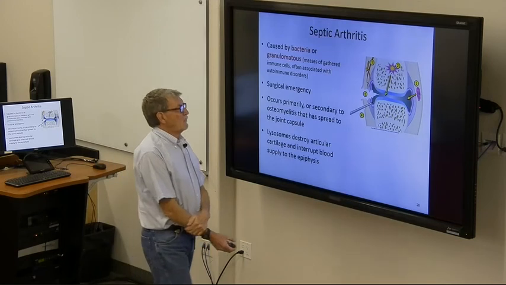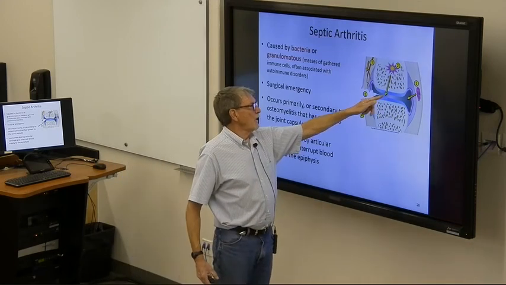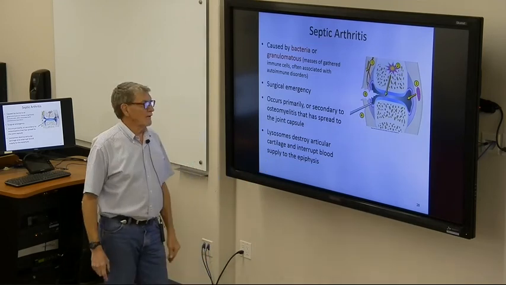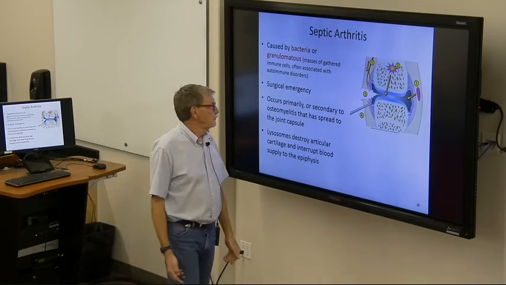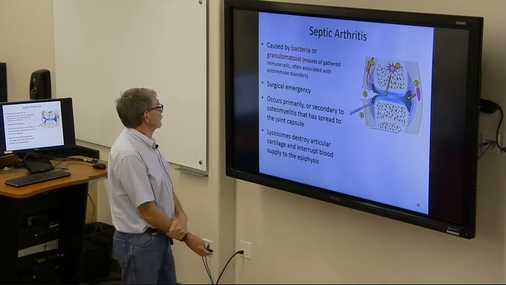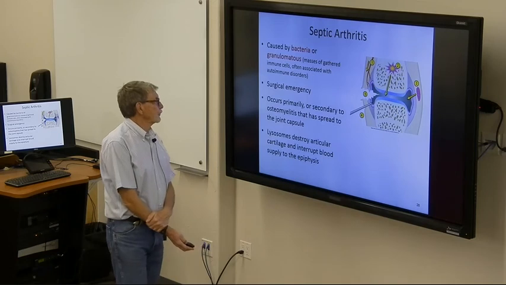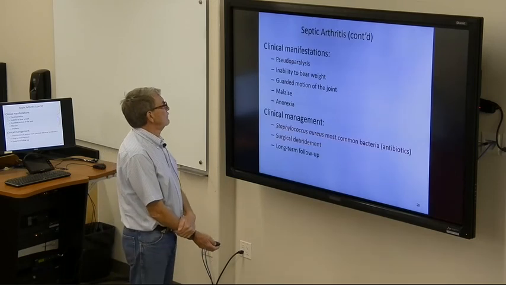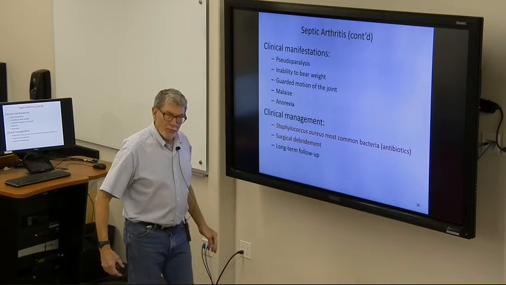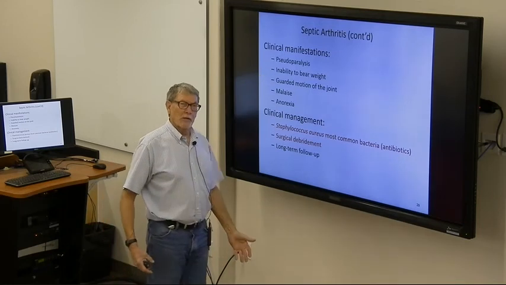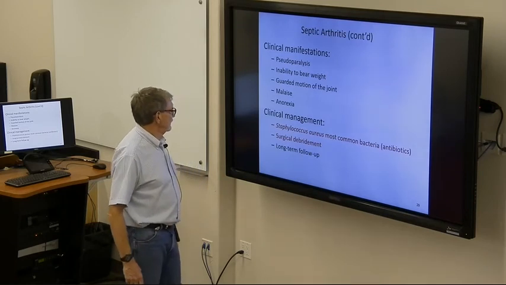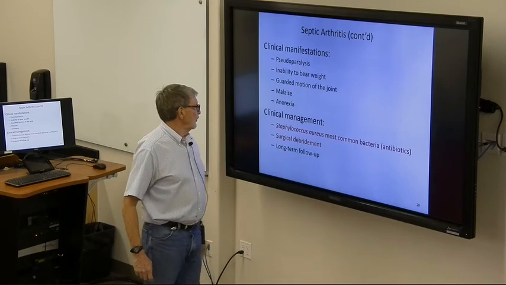But it's bad. If infections in here, they'll start eating away at the articular cartilage, and then the kid's going to likely have arthritis for the rest of their life. Cartilage doesn't regenerate well. Septic arthritis, the pseudoparalysis, that means that the kid can't move their leg well, inability to bear weight. Staph infection is the most common.